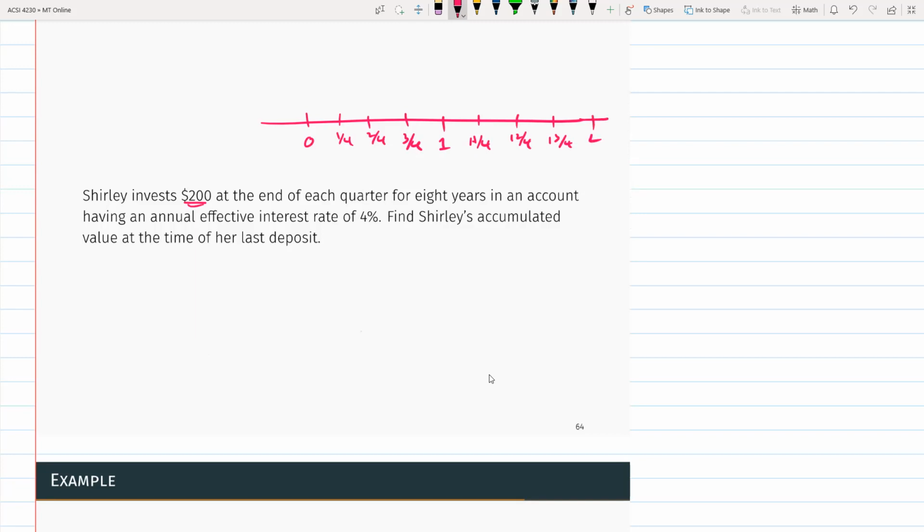Okay, so you can see the payments are more frequent than the interest converted. I mean, interest calculated. Okay. So how do we do this kind of problem? This is basically, you have a payment of 200. Okay.